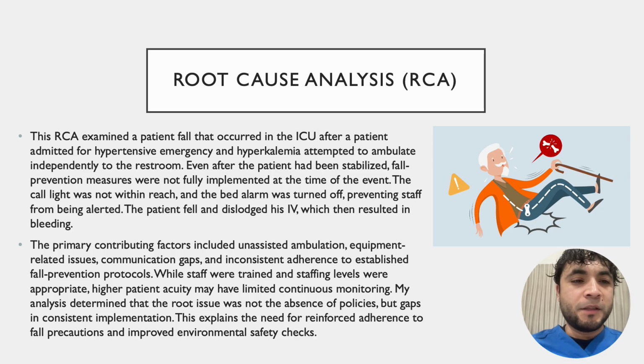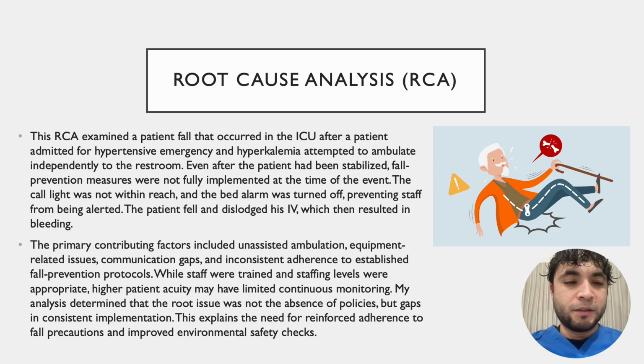Root cause analysis. This RCA examined a patient fall that occurred in the ICU after a patient admitted for hypertensive emergency and hyperkalemia attempted to ambulate independently to the restroom. Even after the patient had been stabilized, fall prevention measures were not fully implemented at the time of the event. The call light was not within reach and the bed alarm was turned off, preventing staff from being alerted. This patient fell and dislodged his IV, which then resulted in bleeding.